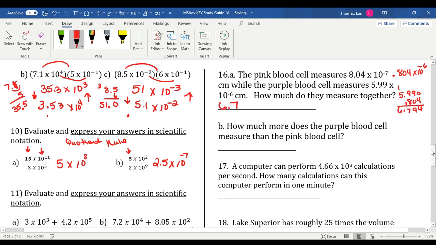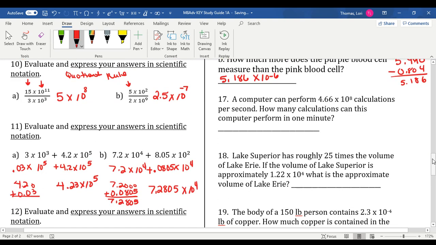So we have 6.794, and it was times 10 to the -6. So now we're going to find the difference. We already have our coefficient, so that's nice. So we're going to borrow, get that an 8, that's a 10, that's 6.815. So 5.186 times 10 to the -6.